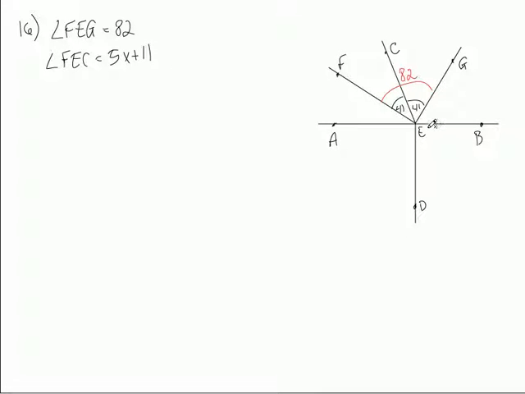Now, let's go to this. FEC, where's FEC? FEC is 5x plus 11. So this angle right here is also 5x plus 11. Well, we don't know what x is, do we? But this angle is equal to what? How many degrees is this? 41. It's 41 degrees. So what do I do with 5x plus 11 and 41? Set them equal to each other.